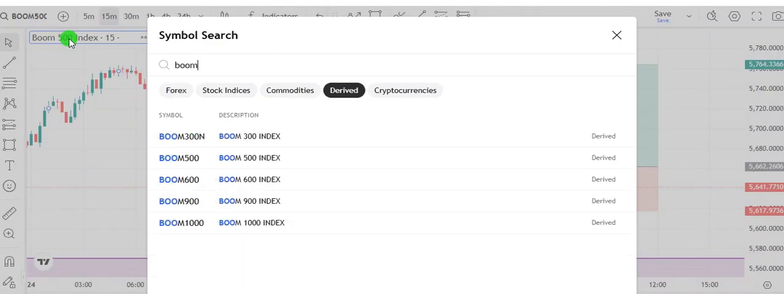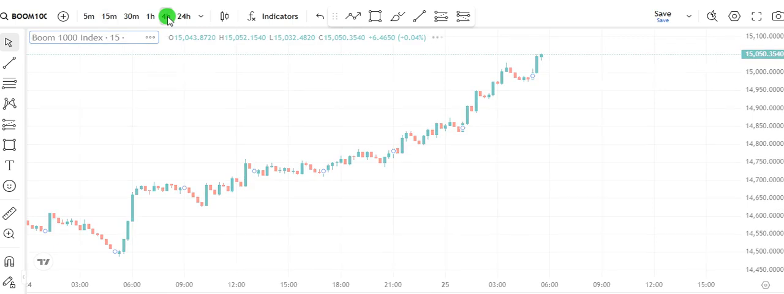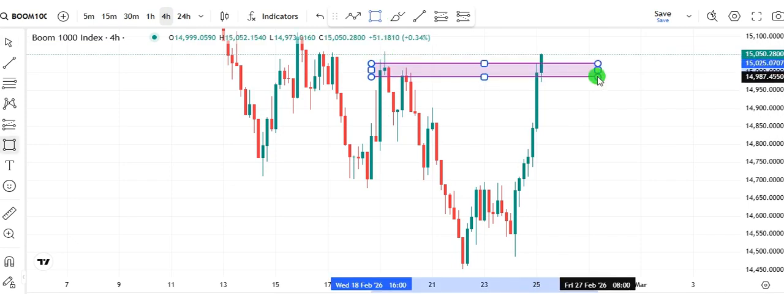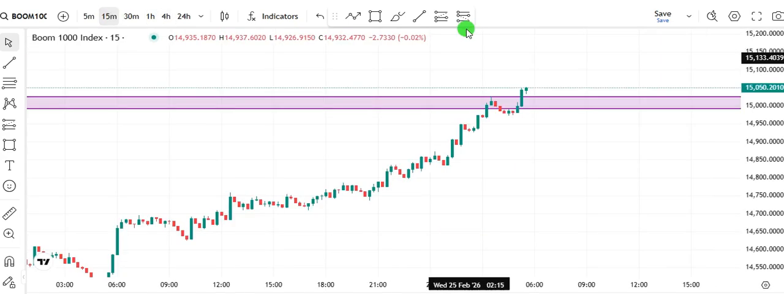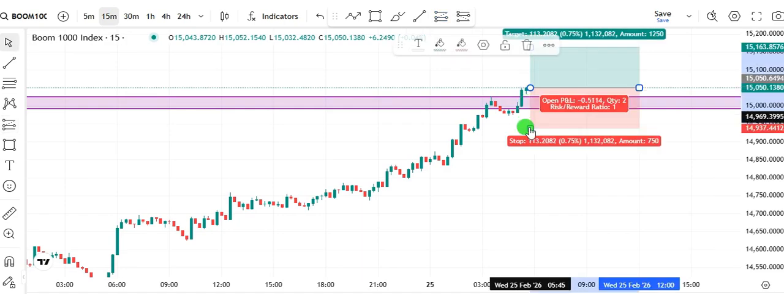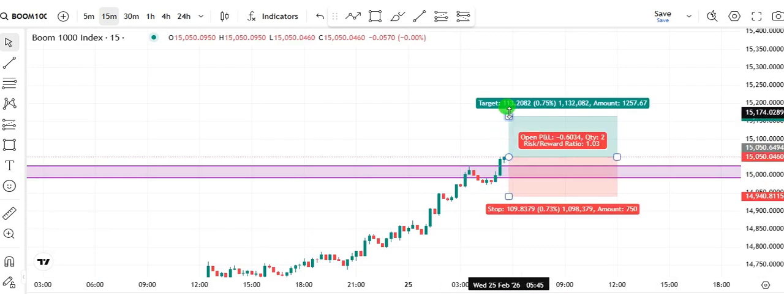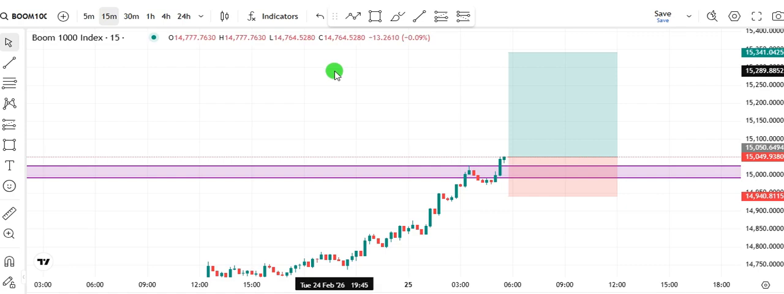Okay, so let's go to Boom 1000. On the 4-hour chart, it's actually looking very bullish already. Yeah, very bullish. Bullish setup right here, stop loss. I think they actually have a lot of setups. Okay, so here's my bullish setup on Boom 1000.